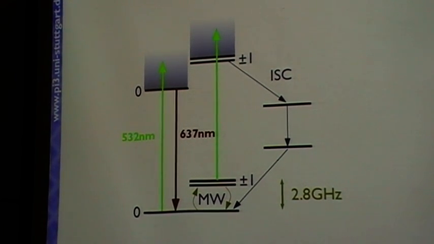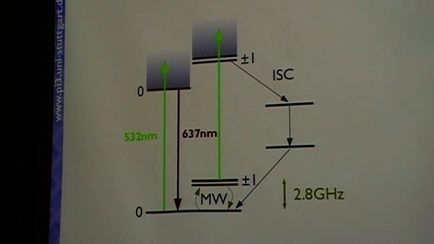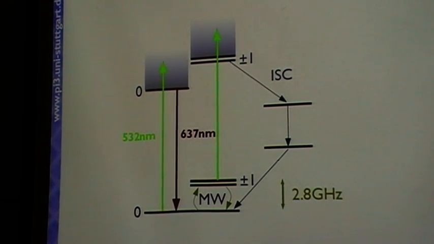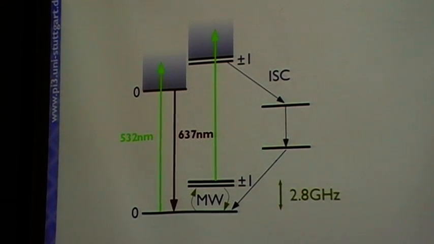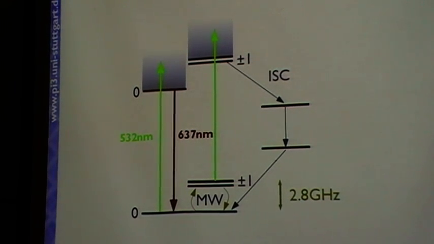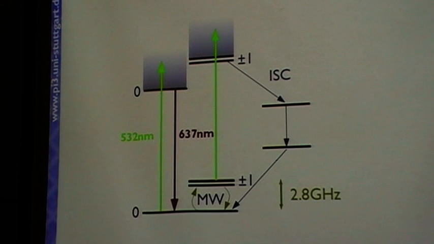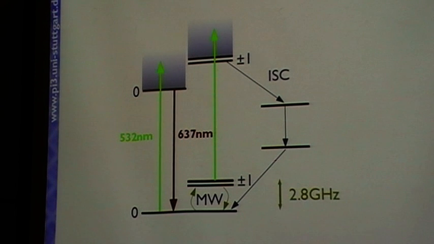And the interesting point is now that we can play some games with this one, basically shining in some radio frequency, or not radio frequency, but mobile phone frequency here. So we can cycle this round and round. And the interesting point is, from the 0 level, we get fluorescence out of here. And from the plus minus 1 levels, it's pretty likely that the system undergoes an intersystem crossing to the singlet metastable state, and then it goes back to the ground state. So this is an optical spin readout of the system.